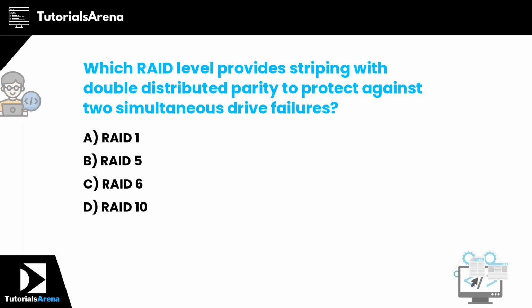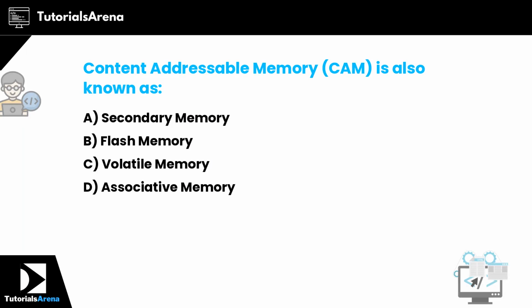Which RAID level provides striping with double distributed parity to protect against two simultaneous drive failures? The correct answer is option C, RAID 6. Content addressable memory, CAM, is also known as. The correct answer is option D, associative memory.